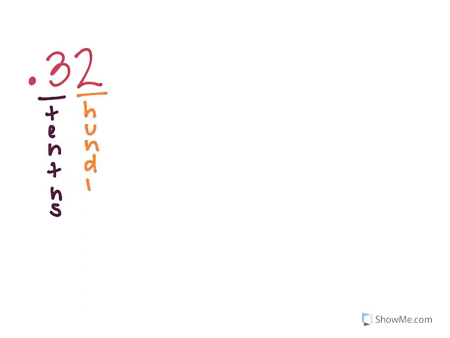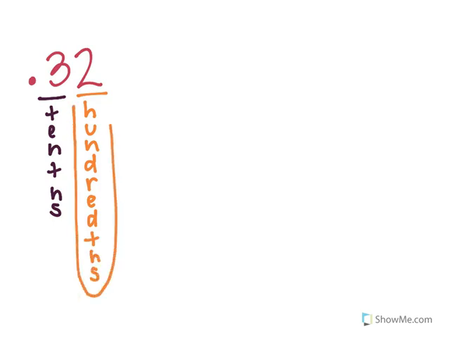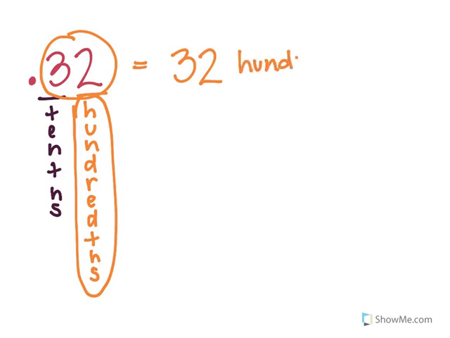Try this one all on your own for me. Pause the video and you try it yourself. Well, I can see I got to the tenths place here. Then I got to the hundredths place. Since I got to the hundredths place, that's what I'm going to keep. And I have 32 of them. So it becomes 32 hundredths. Just like that.